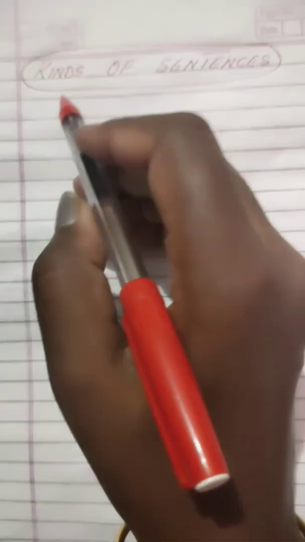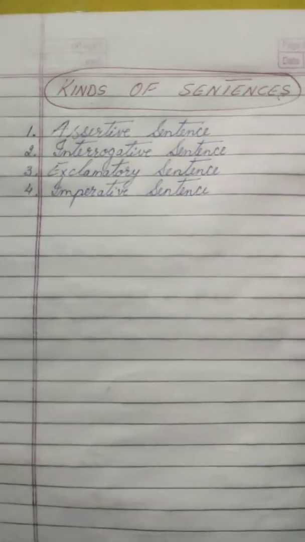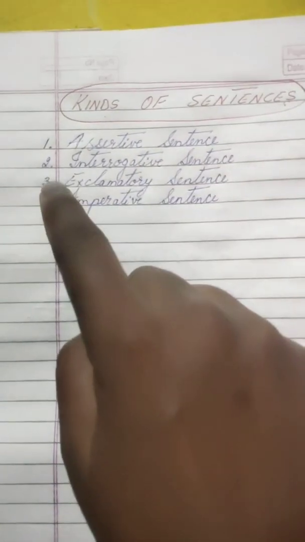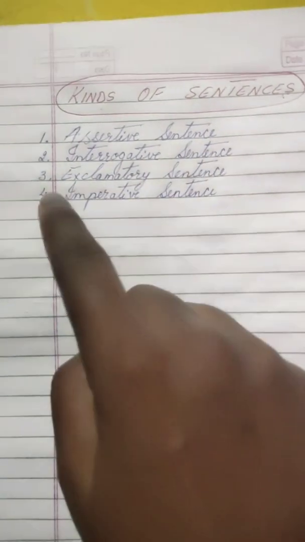Alright, children, so now as we have learned what is a sentence, let's talk about different kinds of sentences. So now the next part that we are going to learn is different kinds of sentences. We have 4 kinds of sentences. Number 1, assertive sentence; number 2, interrogative sentence; number 3, exclamatory sentence; and number 4, imperative sentence.